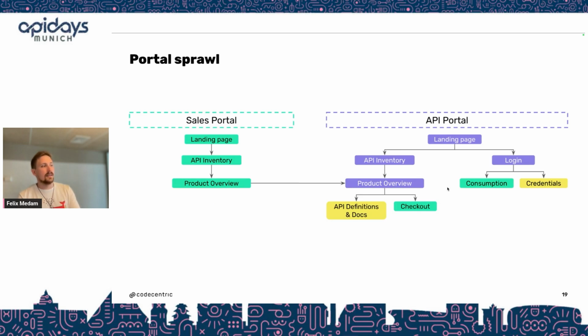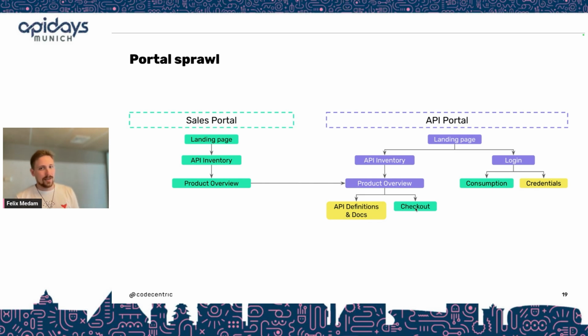So it was decided to focus more on the business audience. And for that, a sales portal was created. So we had kind of a portal sprawl here. And the sales portal had a distinct landing page, API environment, inventory, and product overview. The downside was, as a business user on the sales portal who wanted to actually buy an API and subscribe to it, you had to switch the portal and go to the product overview to actually get through the checkout.